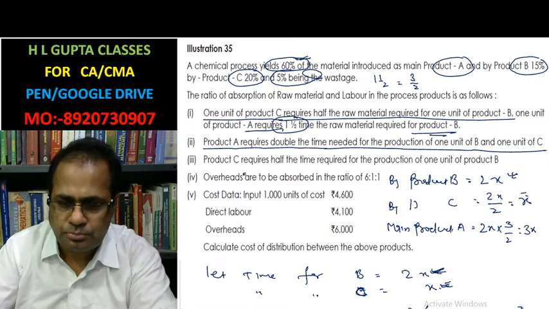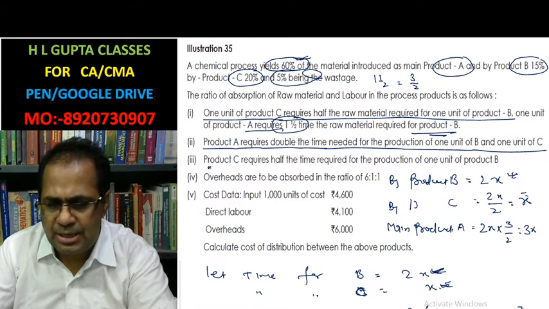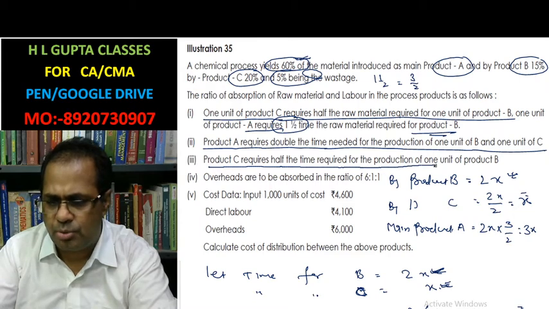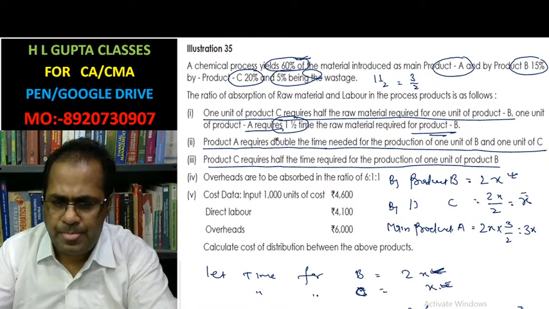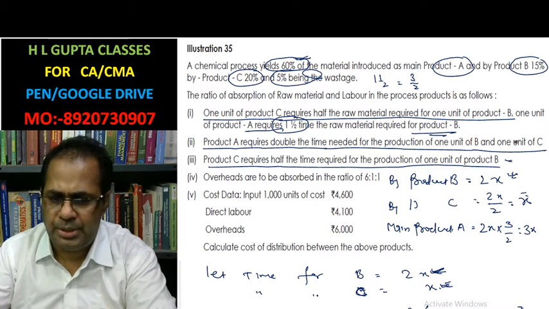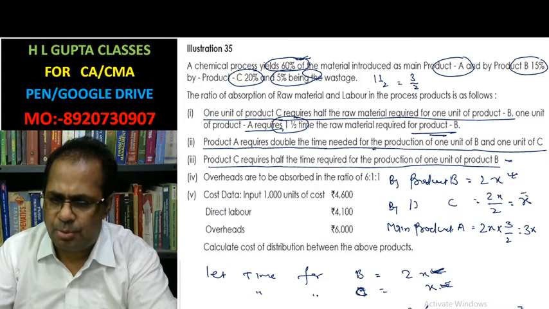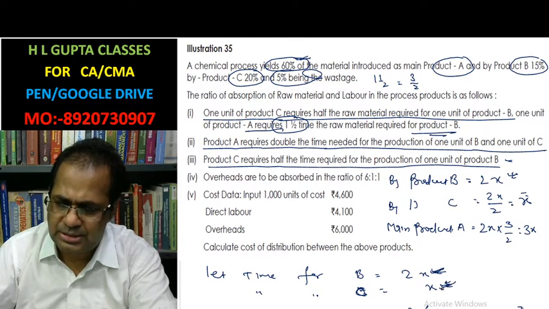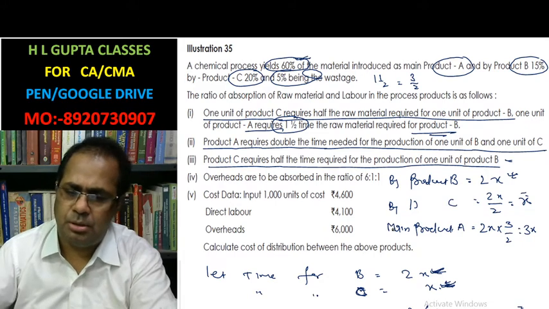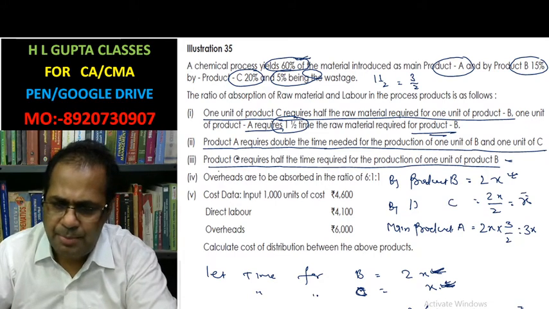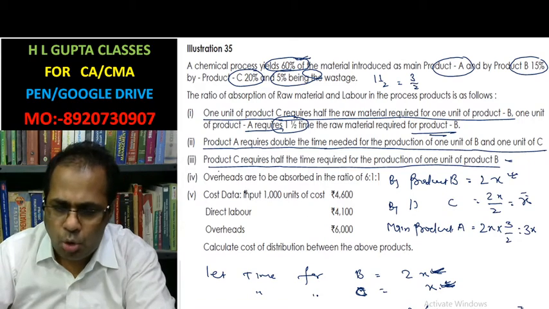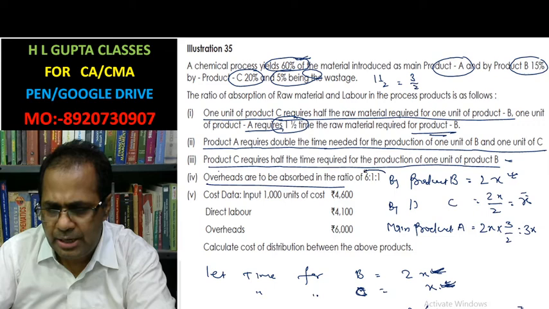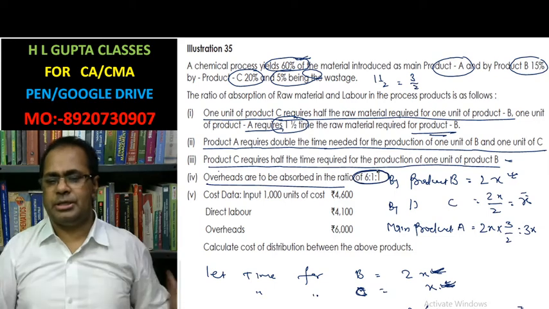Now product C requires half the time required for the production of 1 unit of product B. Assume B is 2x, then C is x, and A requires double the time of B and C together. Overheads are in the proportion of 6:1:1. This is the ratio given.